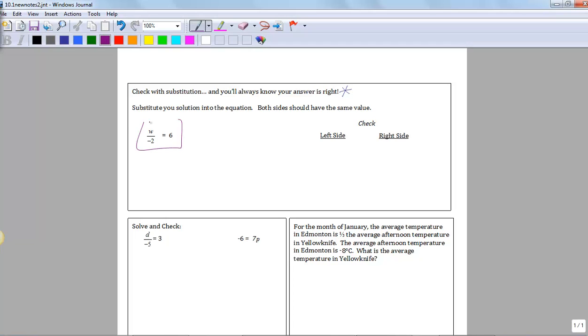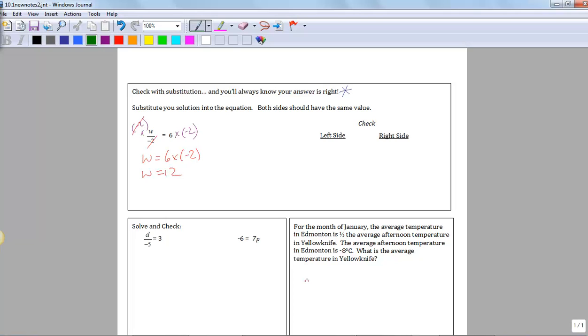So let's go back to this question we already did. W divided by -2 equals positive 6. Opposite to dividing is multiplying, so I'm going to multiply each side by -2. That cancels. W equals 6 times -2, so W equals 12.